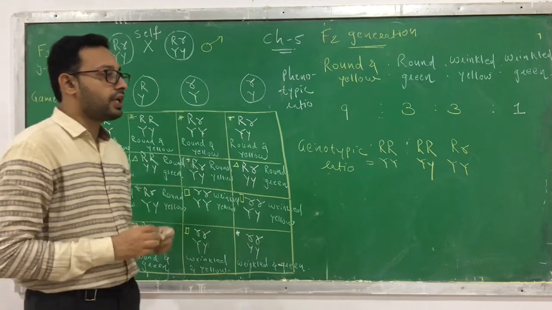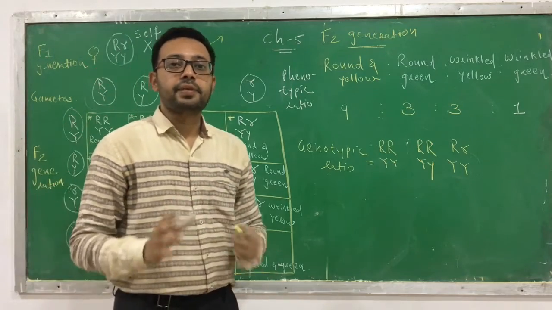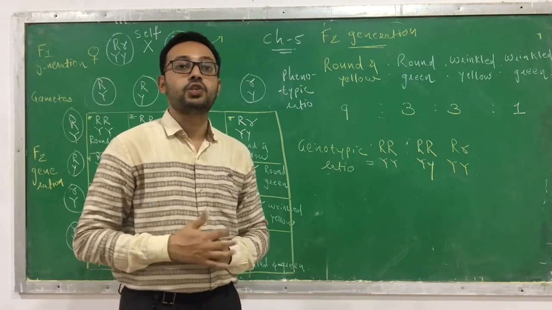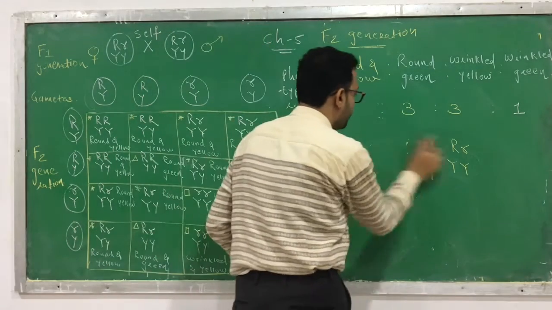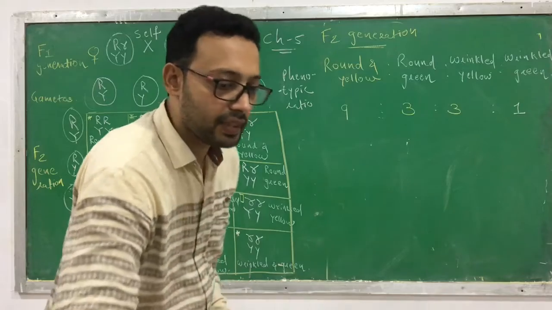Okay? So this is called the dihybrid experiment, or the inheritance of 2 genes. Okay? Now, what we have understood from this experiment. See here.